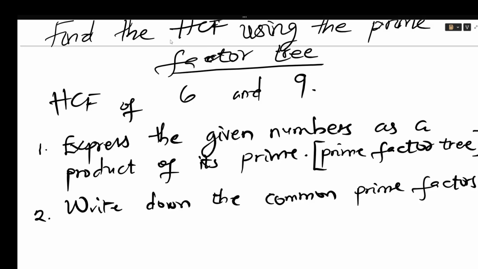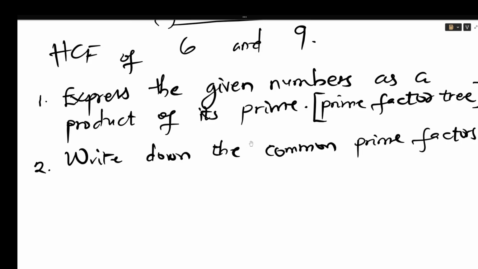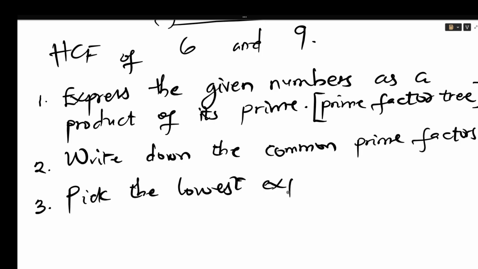So out of the prime factor tree, after expressing it as a product of its prime factors, we write down the common prime factors. Then, if you recall, some of them have exponents. We raise to the power some of them. If you recall from the previous lessons, in rewriting it, some were being raised to an exponent. So we pick the lowest exponent for the common factors.